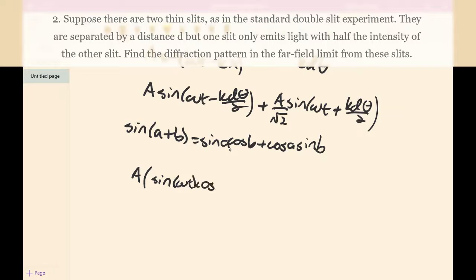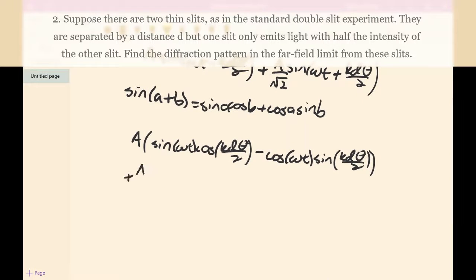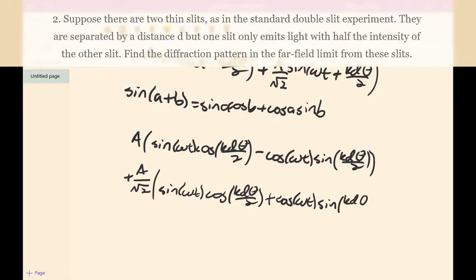cosine k d theta over 2 minus cosine omega t sine k d theta over 2, and then plus A over root 2 times sine omega t cosine k d theta over 2 plus cosine omega t sine k d theta over 2.